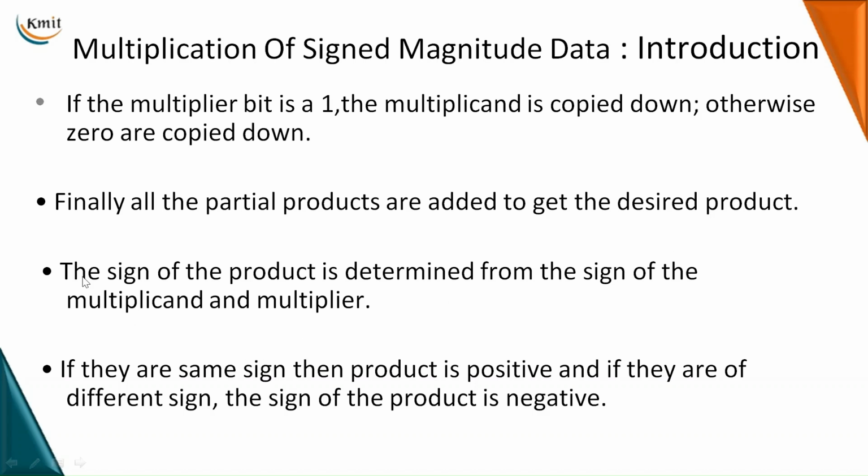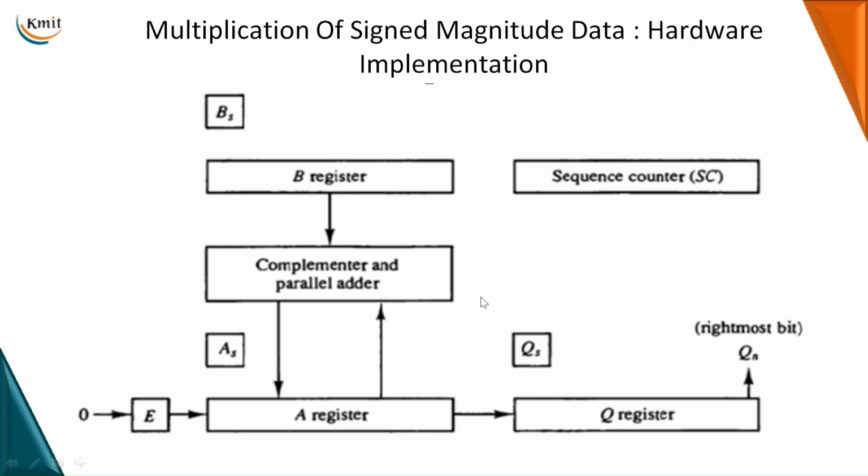The sign of the product. How do you determine the sign of your product? It depends upon the signs of your multiplicand and multiplier. If they have the same sign, that is, both positive values or both negative values, then the sign of your product will be positive. If only one of the multiplicand or multiplier is negative, then the product sign will be negative, because plus into minus is minus. So you get a negative product.